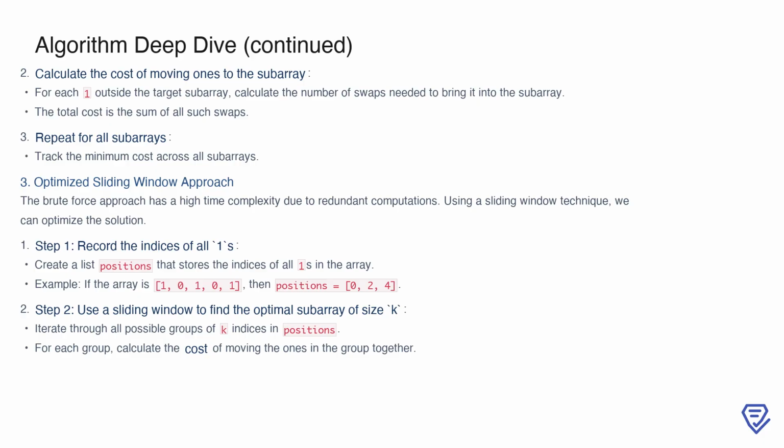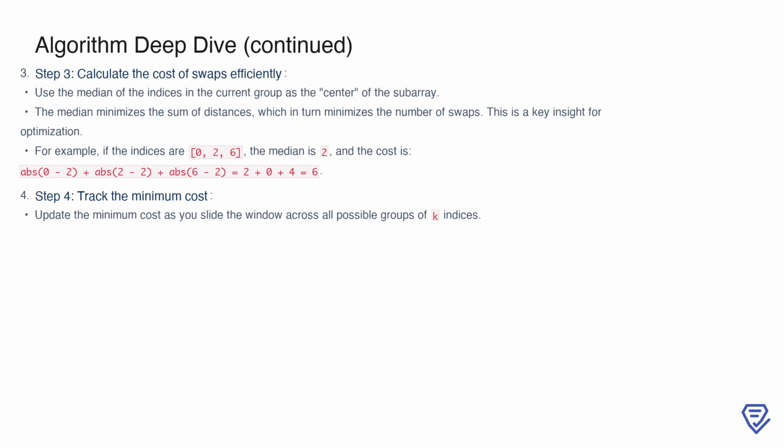their costs more efficiently. Next, we calculate the cost of swaps for each group of k indices from the positions array using a key optimization, the median. The median serves as the optimal center for the target subarray, as it minimizes the sum of absolute distances. This is because the median balances the movement of elements on both sides, leading to the least number of swaps overall. For instance, if the indices of the ones are 0, 2, 6, the median is 2. The cost to move all the ones to be around the median is calculated as the sum of absolute differences, abs(0 to 2) plus abs(2 to 2) plus abs(6 to 2), which equals 6.